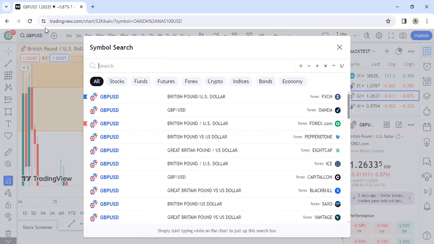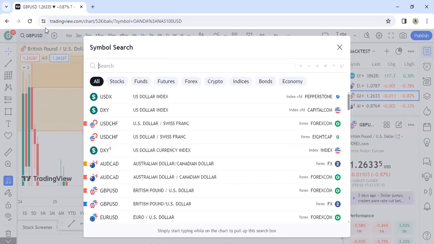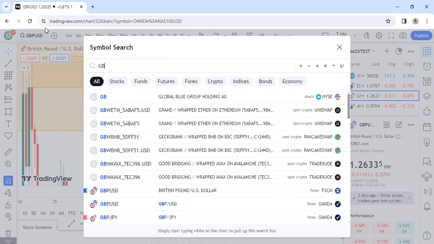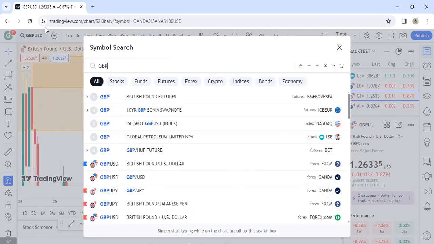So let's look at one more example. Let me just use a pair that I don't really trade. Let me use a pair like GBP AUD. All right, let's use GBP AUD and see if there's something of any interest.